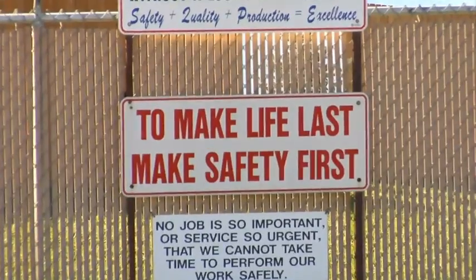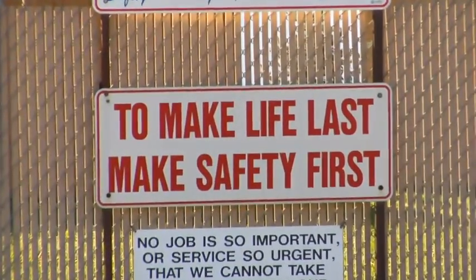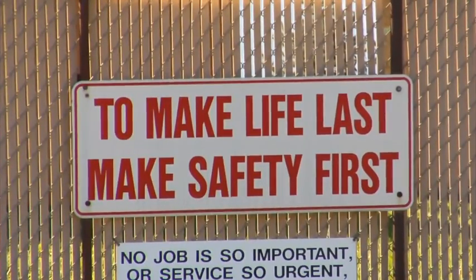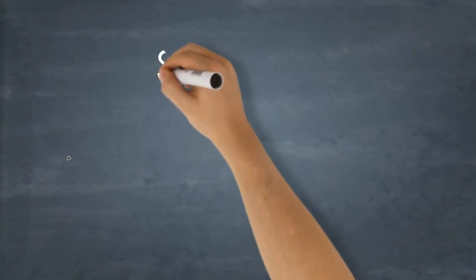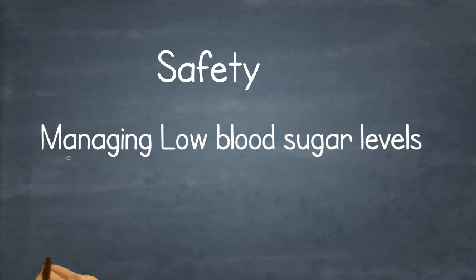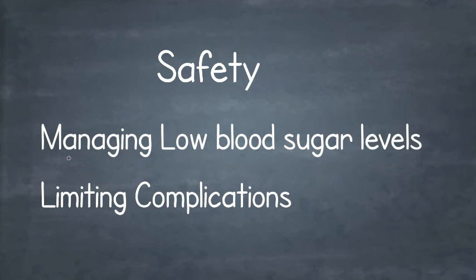To recap Module 2, we discussed that eating a regular healthy diet can lead to improved blood glucose levels. This means eating the right combination of carbohydrates, fats, vegetables, and proteins. In the final module, we will discuss steps you can take to maintain safety while treating your type 2 diabetes. In this final module, we will break down safety into 2 categories: managing low blood sugars and limiting complications.